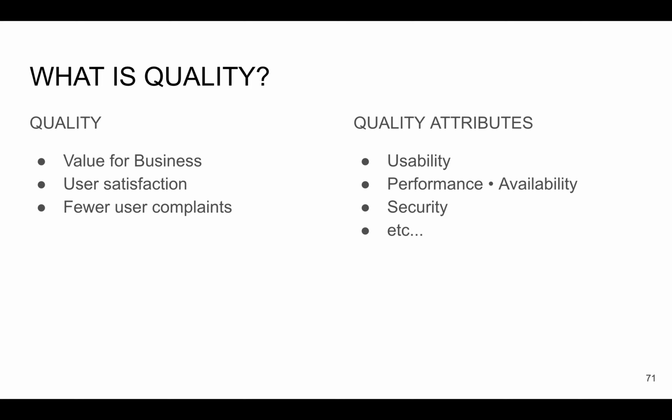How can we measure the quality? There are a few attributes for measuring, and the first one is usability. How easy is it to use your product, how obvious it is, and how it helps your customers. The next one is performance. It's very important how fast your software or your product is.